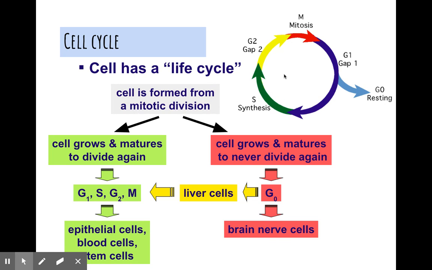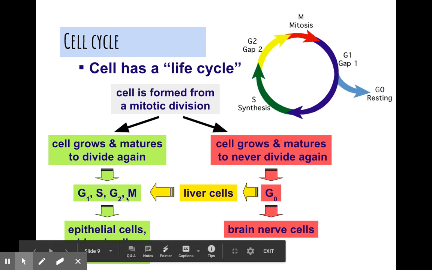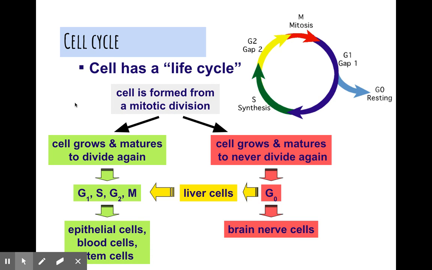The cell cycle has a life cycle. So when your cells are formed, the cells have an option to do one of two things. The cell's either going to grow, mature, and divide again, or the cell's going to grow, mature, and then never divide again. If the cell is a type of cell that grows, matures, and divides, it's going to go through these stages here: the G1, S, G2, and the mitosis phase. Those types of cells are our somatic cells or our body cells, such as epithelial cells, blood cells, and our stem cells.